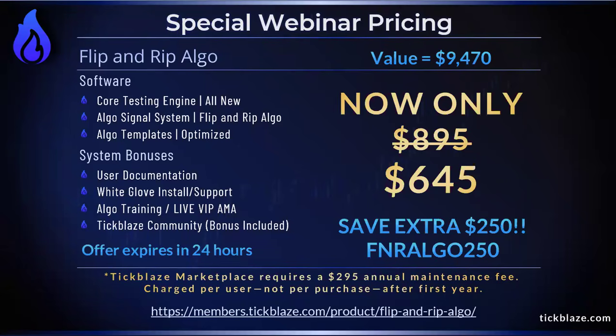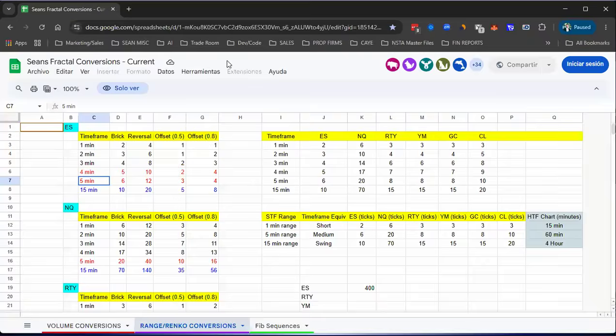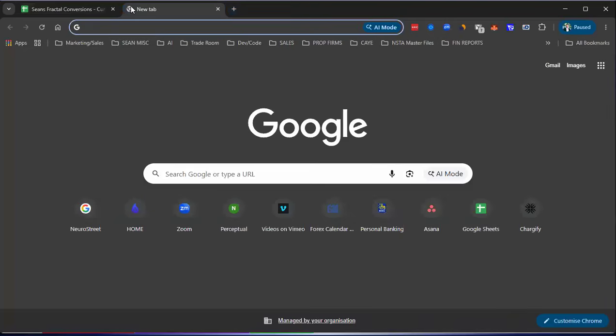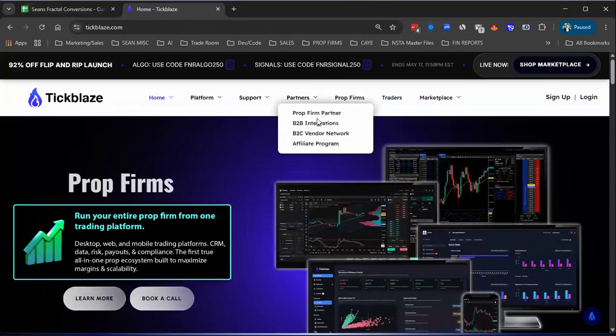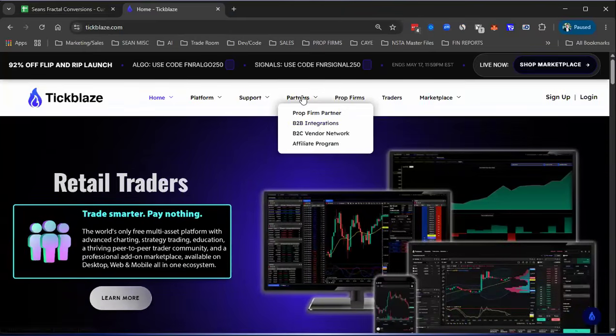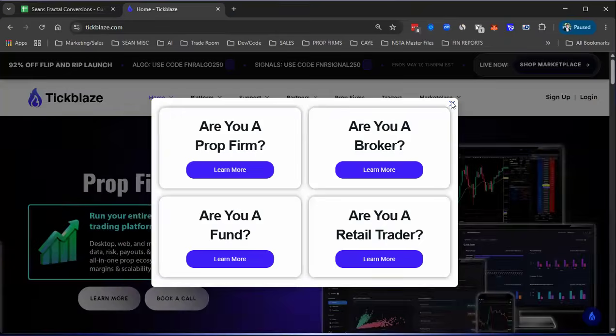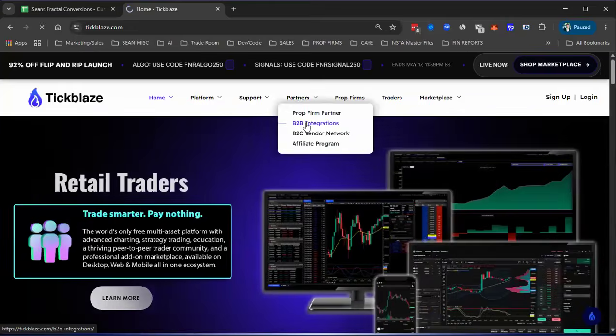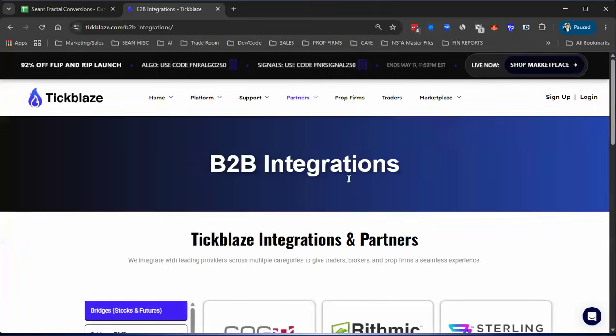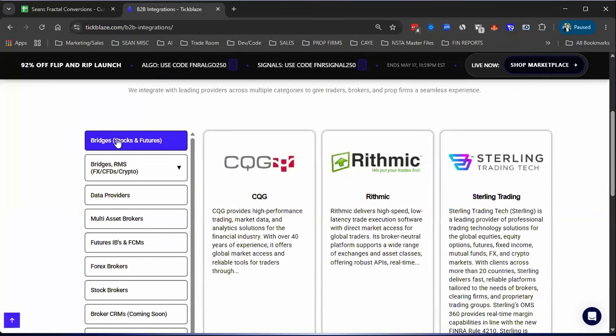No, we do not connect to TradeStation, Michael. We have integrations. If you want to know where we integrate to, go to tickblaze.com, and if you want to understand the brokers and everything that we integrate with, you can just go to B2B integrations. And if you come down here, here's all the bridges. So we do integrate with CQG or Rhythmic.